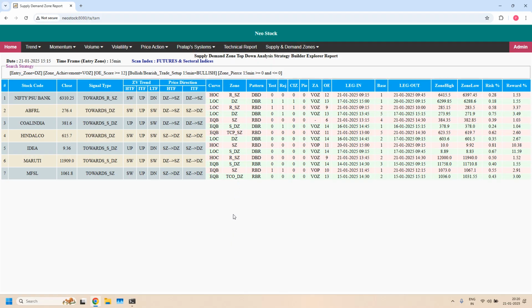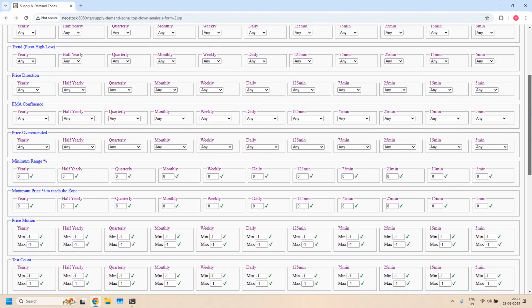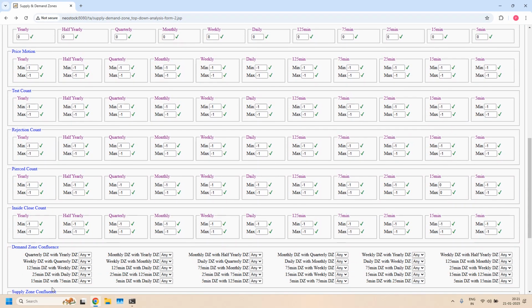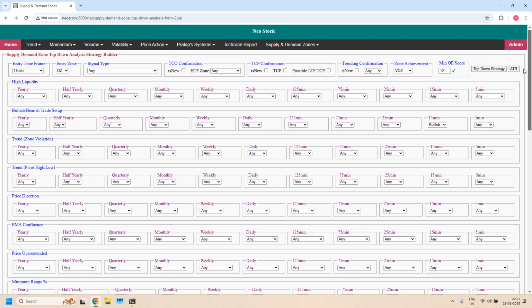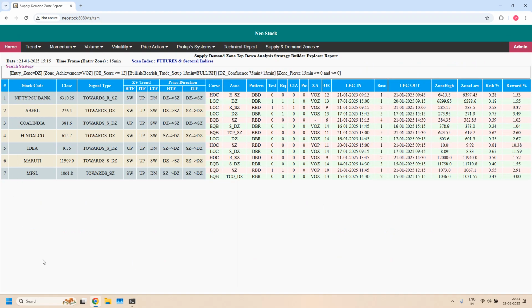Out of these 7 15 minutes demand zones, there could be some high probability setup zones available. So we need to filter them based on zone confluence. The first filter in the zone confluence is LTF and ITF demand zone confluence. So let's verify. That is 15 minutes demand zone with 75 minutes demand zone confluence. I am enabling that filter. So with this filter, the list has come down to 7 stocks. In these 7 stocks, these 15 minutes demand zones are part of the 75 minutes demand zone.